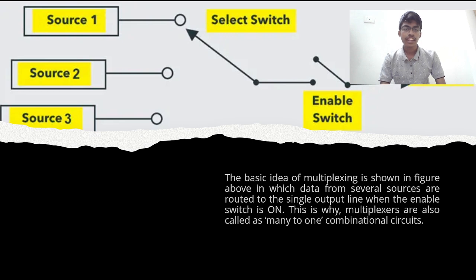Now, the basic idea of multiplexing is shown in the above figure, in which the data from several sources, let it be source 1, source 2 and source 3, are routed to a single output line when the enable switch is on. When the enable switch is off, this operation is not performed. This is why multiplexers are also called many to one combinational circuits, because they are sorting out from many inputs to a single output, with the help of a switch or a selection line.